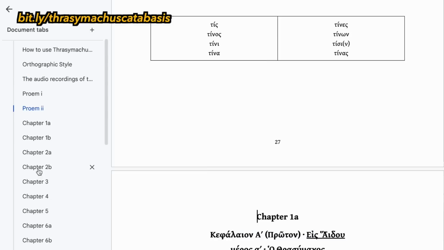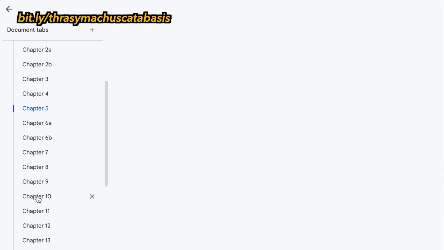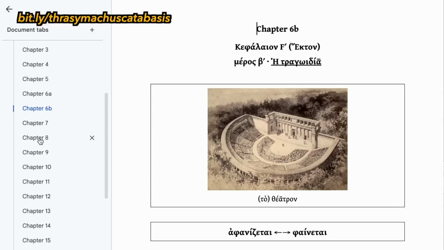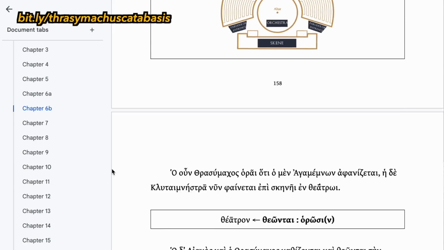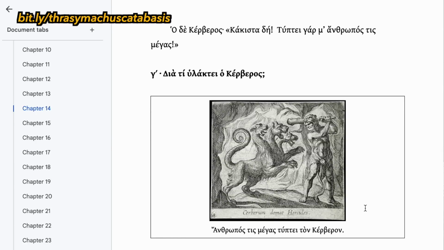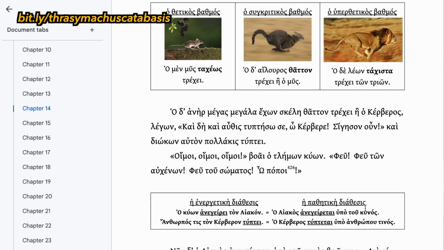I find with my own students, they get to a point in a chapter of, say, Thrasymachus Catabasis, where they feel pretty confused about something that, in fact, they had read and probably understood in context chapters before, but they just happen to forget it. This happens to all of us. As we saw in the forgetting curve, we can only retain 50% in an hour. So it's expected that we're going to forget.